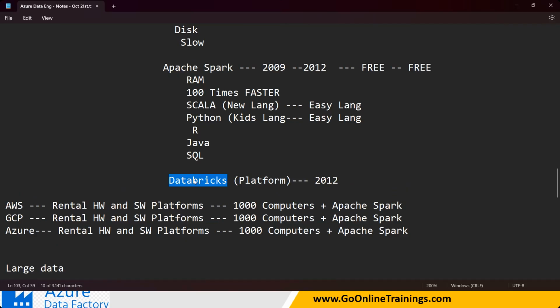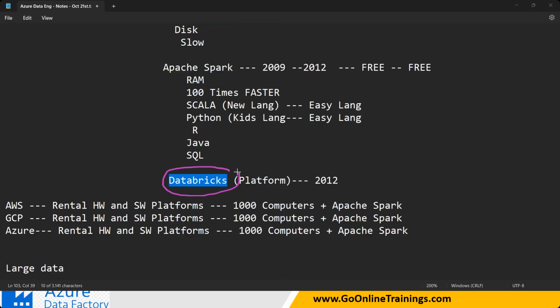So, Databricks is a travel and tourism company. So what does it do? What is it that you need? I need 1,000 computers. Where do you need them? AWS. So when you go to Databricks, it will go to either AWS, or GCP, or Azure. Tell me where you would like to set up Apache Spark. It will ask you. So Databricks company will ask you, do you want to set up here, or here, or where?